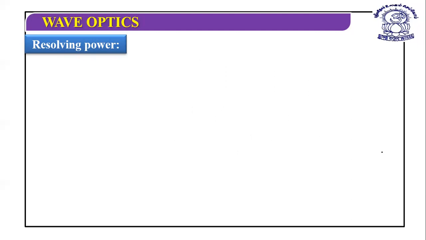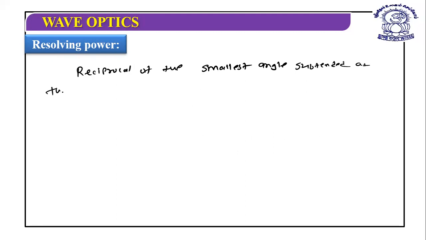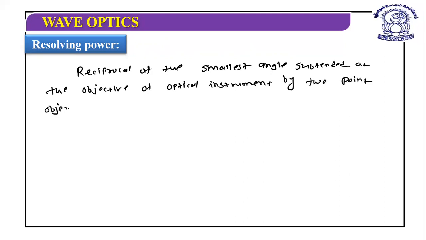Resolving power is normally defined as the reciprocal of the smallest angle subtended at the objective of optical instrument by two point objects, which can be just distinguished as separated.